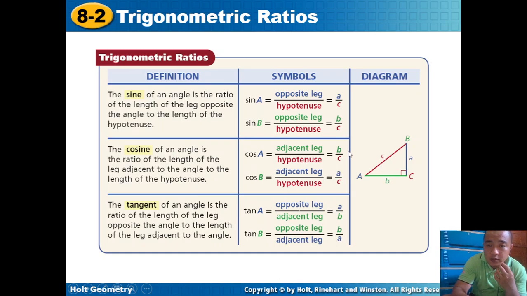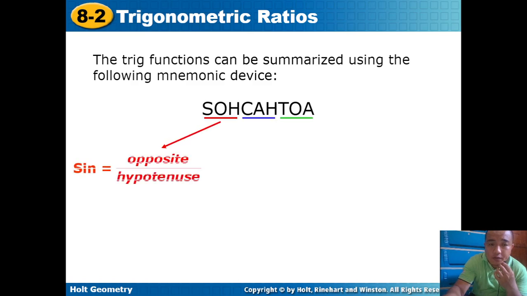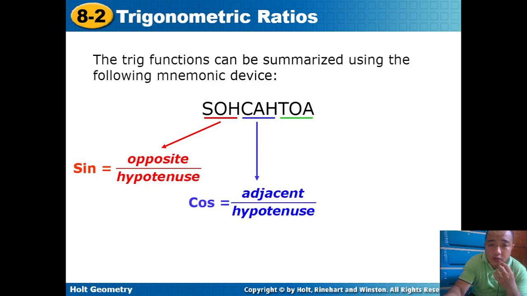So B over C here. And cosine B, adjacent over hypotenuse, so A over C. Tangent is Toa, opposite over adjacent. So tangent A is A over B, or tangent B is equal to B over A. So the trigonometric functions can be summarized using the following mnemonic device: Soh Cah Toa. Soh means sine equals opposite over hypotenuse. Cah means cosine equals adjacent over hypotenuse. Toa means tangent equals opposite over adjacent side.